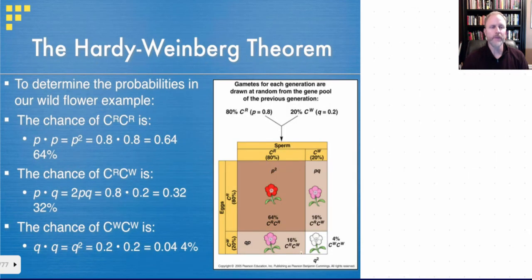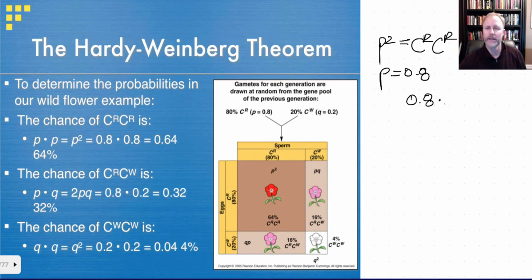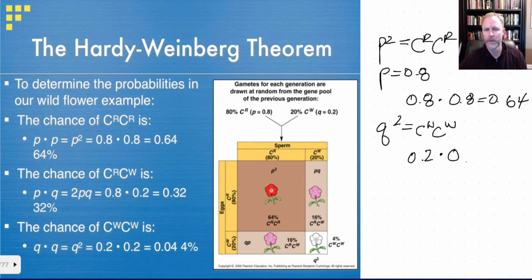So if we want to look at the probabilities now, based on what we learned before, when you have this P squared, what you're basically saying is CR, CR. So we know the frequency of P equals 0.8. So 0.8 times 0.8 equals 0.64, okay? And then Q squared equals CW, CW, and we know that is 0.2 times 0.2, and this is 0.04.